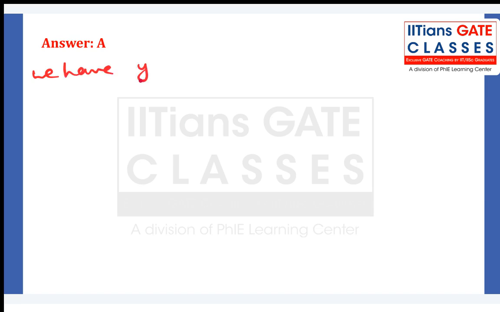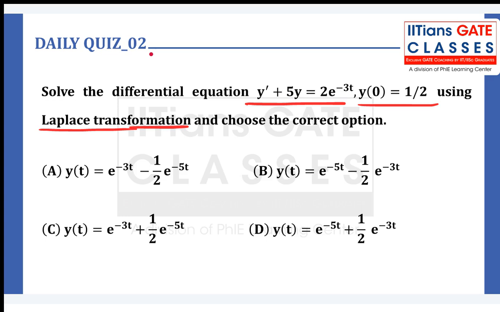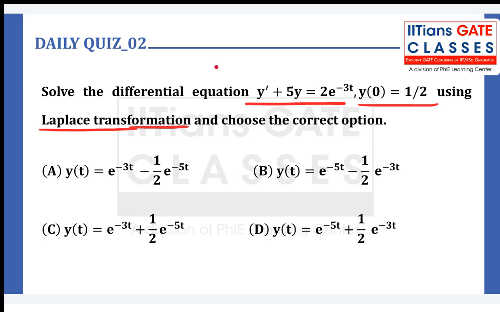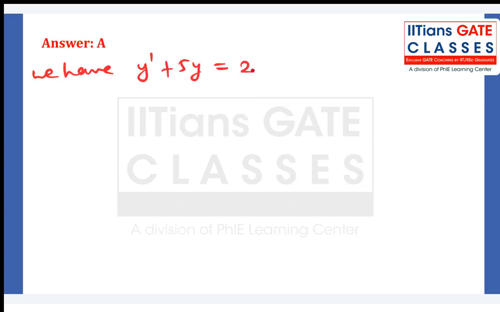Y dash means the first derivative of y with respect to t. So that will be dy by dt also, but let's write it as y dash plus 5y is equal to 2 into e to the power minus 3t. Okay, and y of 0 is half. So this much information is given in the question.